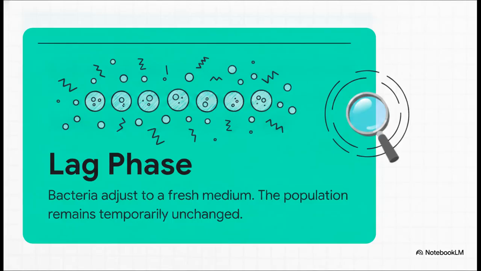First up is the lag phase. When cells are first introduced to a fresh medium, they don't just start dividing instantly. Instead, they enter this lag phase, a period of quiet preparation. The population number remains temporarily unchanged, but hey, don't mistake a lack of division for a lack of activity. Even though there's no apparent cell division happening, these cells are highly active metabolically. They're furiously synthesizing enzymes, RNA, and proteins, basically packing their bags and getting totally geared up for their new home.